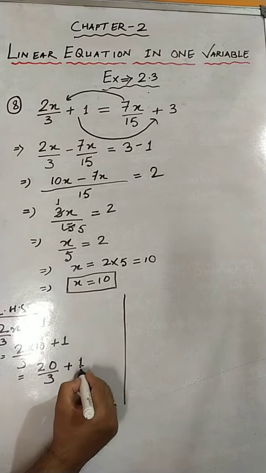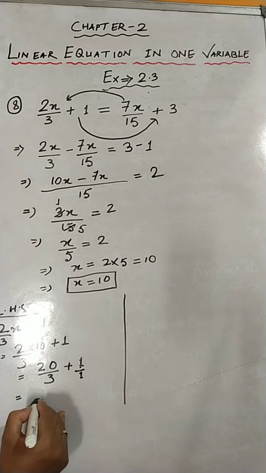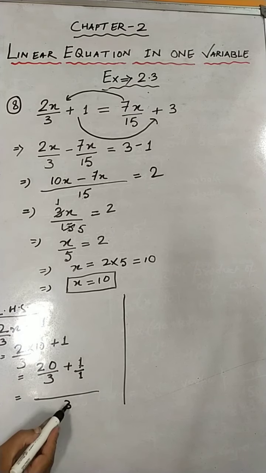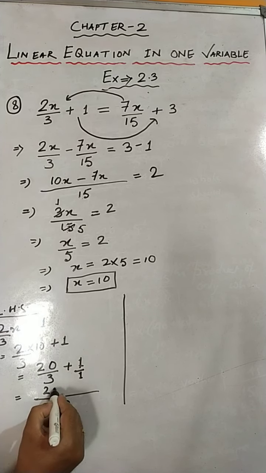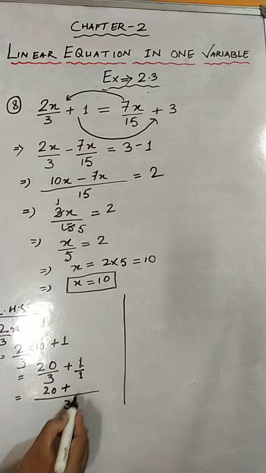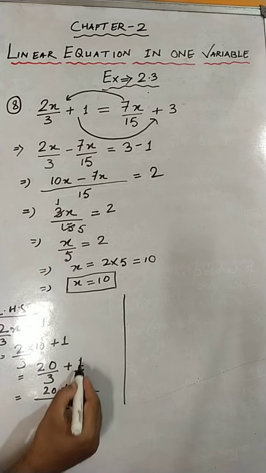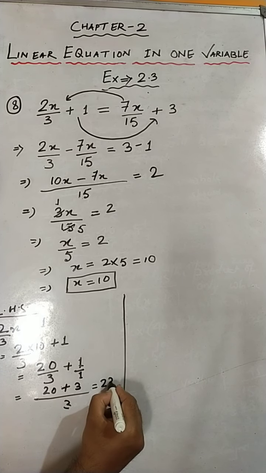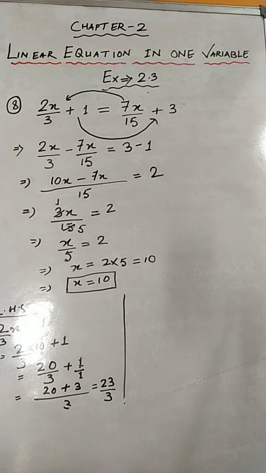Okay, so now we'll get the LCM. What is the LCM? The LCM of 3 and 1 would be 3. Now 3 divided by 3 is 1. 1 into 20, we'll get 20. 3 divided by 1 would be 3. 3 ones are 3. So the answer we'll get is 23 by 3. This is the solution of LHS.